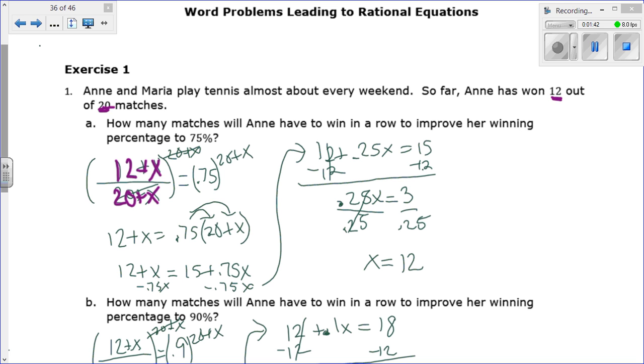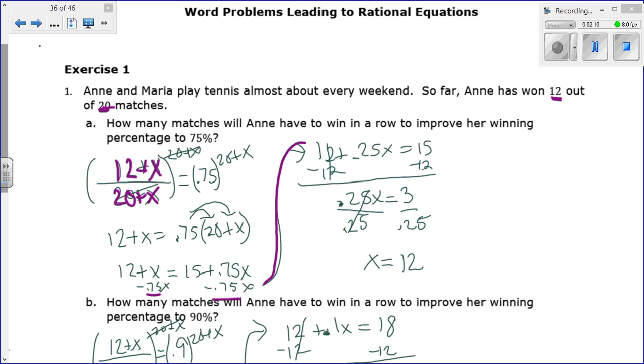What I did is I multiplied by the LCD, which was 20 plus x, on both sides. So after I do that, on the left, they cancel out, so I'm left with 12 plus x. On the right, I have 0.75 times 20 plus x. Then I need to distribute that 0.75, and I would get 15 plus 0.75x. Then I subtracted the 0.75x on both sides.